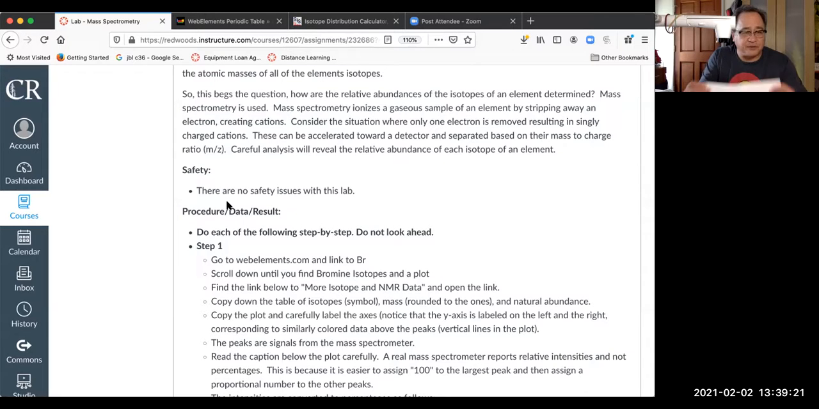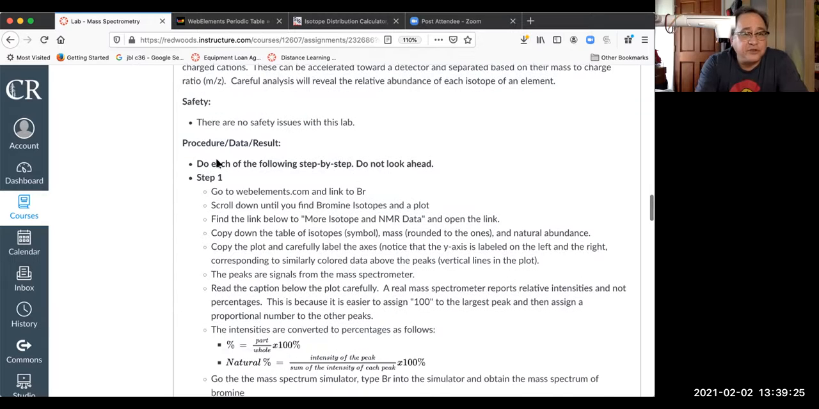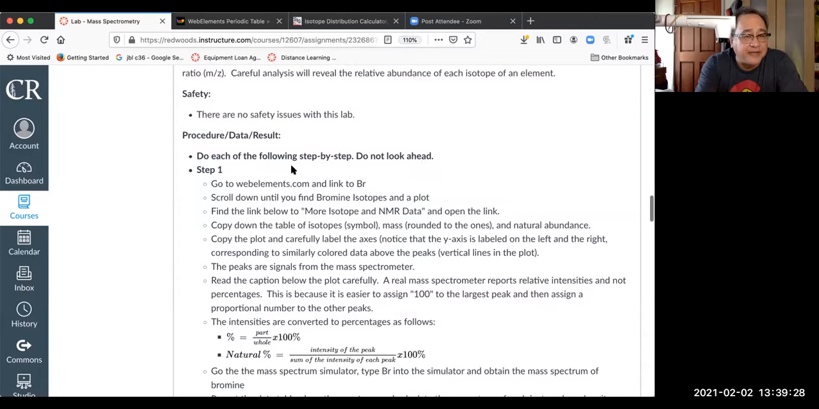Now let's get on to the procedure. So here's the procedure. Do each of the following step by step. Do not look ahead. So you can write this into your lab notebook as we do it. And remember, your lab notebook doesn't need to be perfect. You just make it as neat as you can as you go along. So we're going to write procedure, data, results, calculations, and we're going to write step 1. You don't need to write down these steps, but you can if you want.